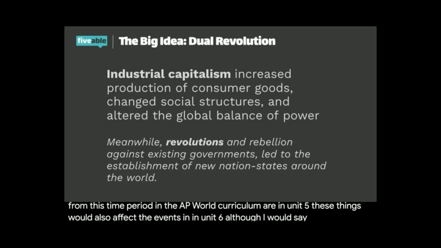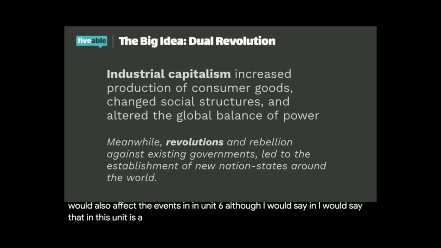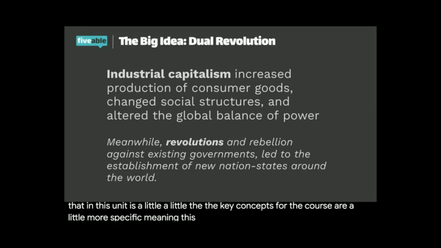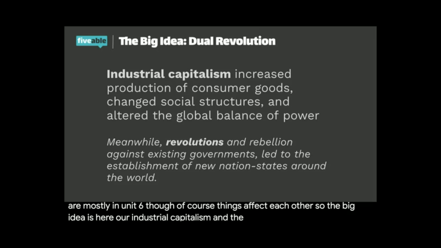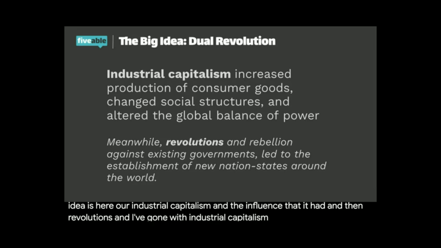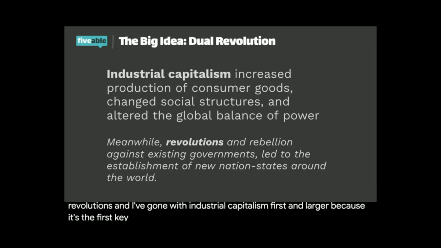Although I would say that in this unit, the key concepts for the course are a little more specific, meaning this unit has these two and there's two others which are mostly in Unit 6, although of course things affect each other. So the big ideas here are industrial capitalism and the influence that it had, and then revolutions. And I've gone with industrial capitalism first and larger because it's the first key concept. And then Unit 6 is the influence and effects of industrialization.